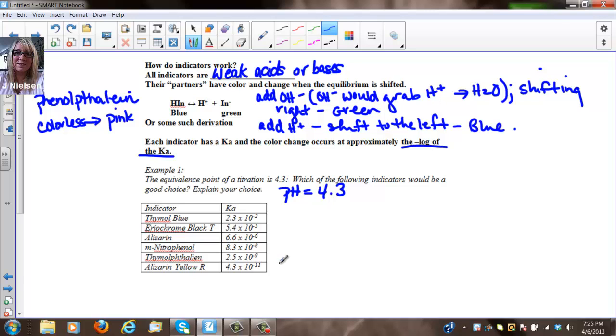So if you take the negative log of the Ka for all these values, you're going to get 1.6, 4.3, 5.2, 7, 10.6, and 10.4. So I think it's pretty plain to see the Eriochrome Black T is the indicator that you would want to use.